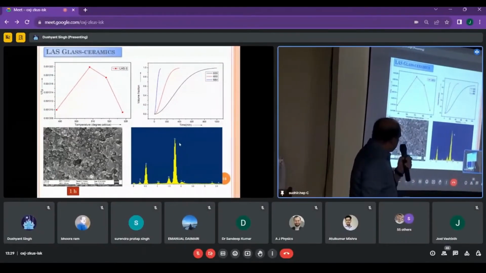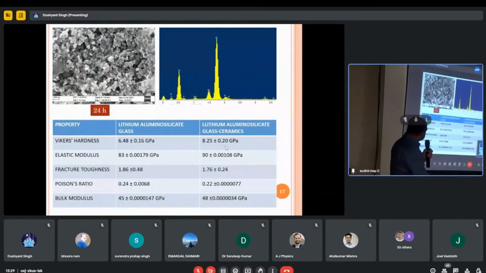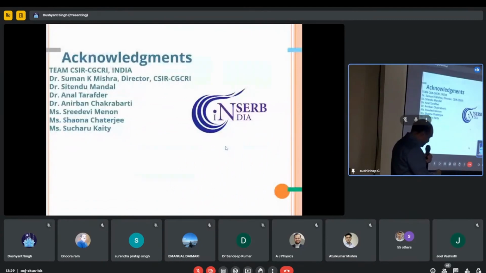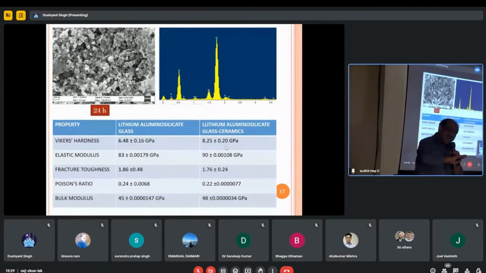We have also worked on lithium aluminum silicate glass ceramics, and we have started working on this. We found that in case of glass, when it is made into glass ceramics, the property is enhanced significantly. We have not done the ion exchange yet, but we are expecting a much stronger glass ceramic with very good transparency.